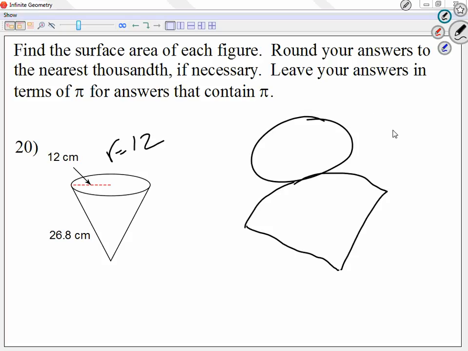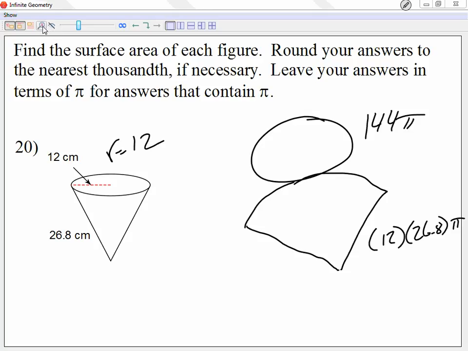For the circle, I'm going to get 144 pi. Radius is 12, so 12 times 12. For the other part, I'm going to multiply 12 times 26.8 pi. You guys see where I got my 26.8? Right, 12 times 26.8 pi. Whatever you get, just add everything. You should finish with 465.6 pi.